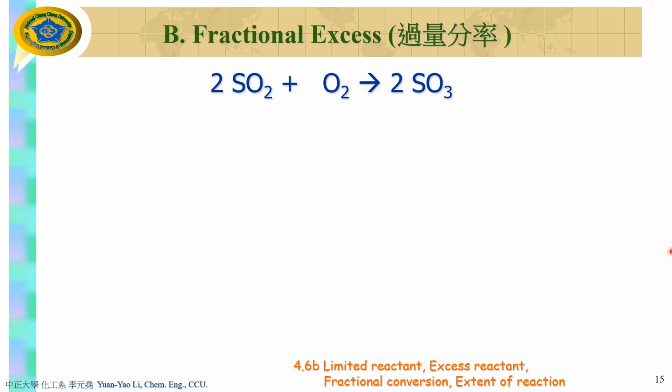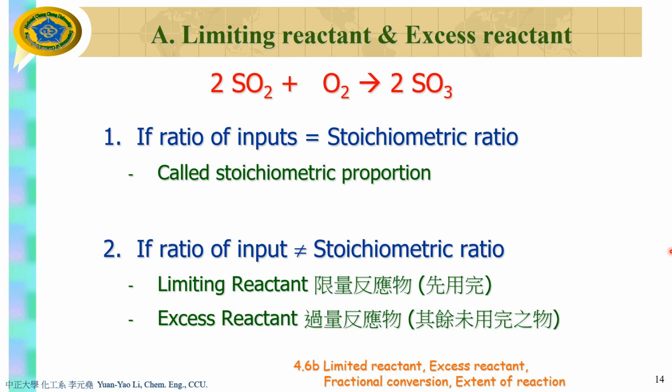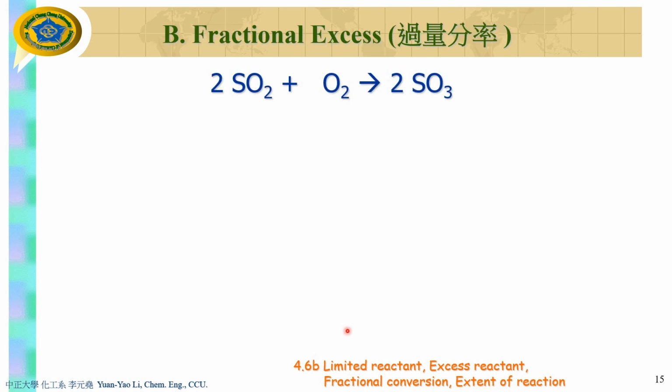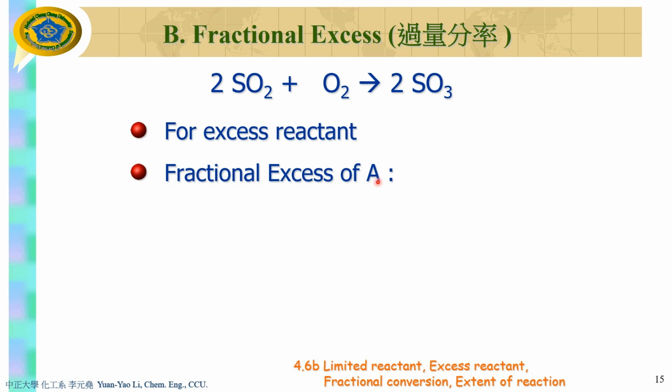So the term fractional excess: if you have an excess reactant, you want to know how much more. You might want to have 10% or 20% excess, or 100% if you like. We call this the fractional excess. For the fractional excess of A, please remember this equation. This is easy. It might be in your Kahoot next week. It is A fed minus A stoichiometric, divided by A stoichiometric.